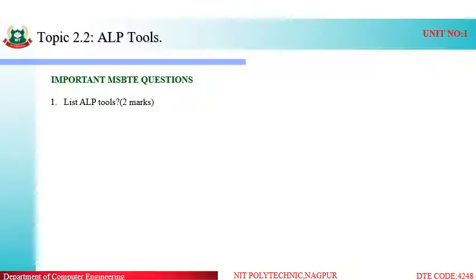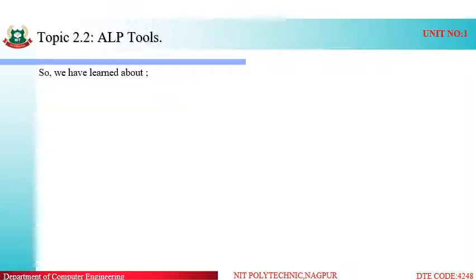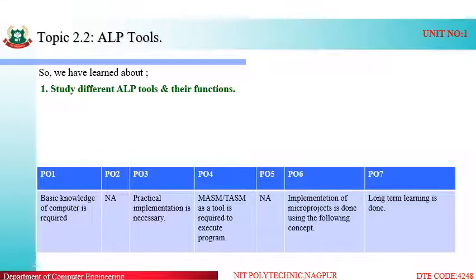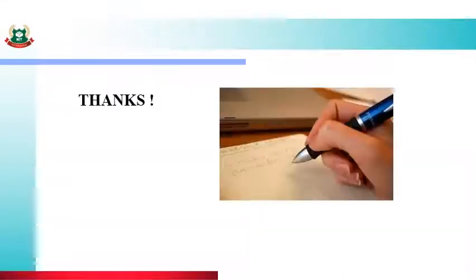So this is the most important question related to this unit. The first question is: list ALP tools. We only have to list the tools, that are editor, assembler, linker and debugger, and explain the functions, in which we have to write the particular function for the particular tool. So we have learned today about the different assembly language programming tools and their functionalities.